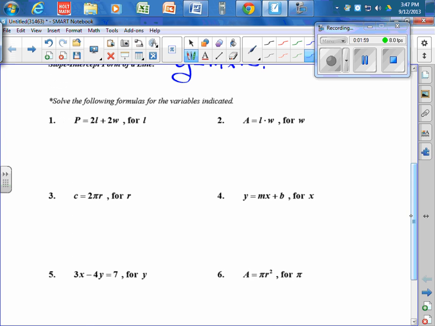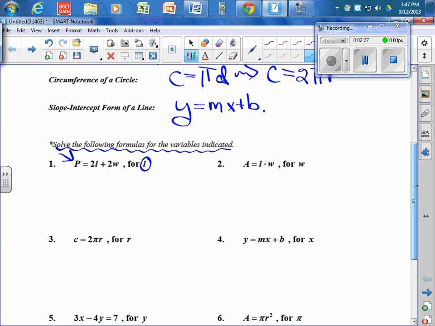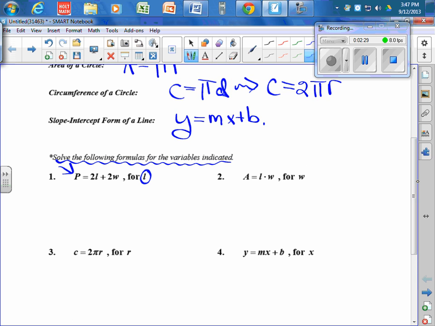Well, the reason why we want to know that is because if I take this formula, P is equal to 2L plus 2W, right now we have the P by itself. We know what P is. We can find P by taking twice the length plus twice the width. Well, let's say I wanted to get the L by itself. And that's what we're going to be doing here. We're going to be solving these following formulas for the variables indicated. In other words, whatever the variable that's being indicated, get that variable by itself.